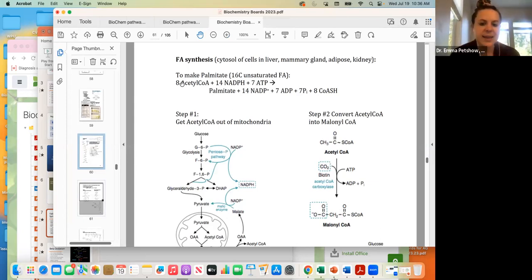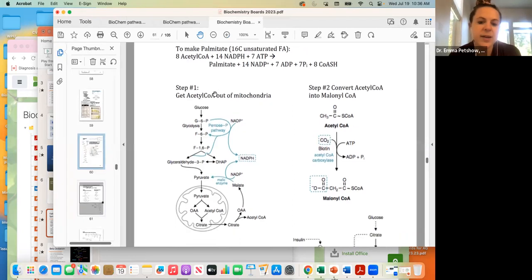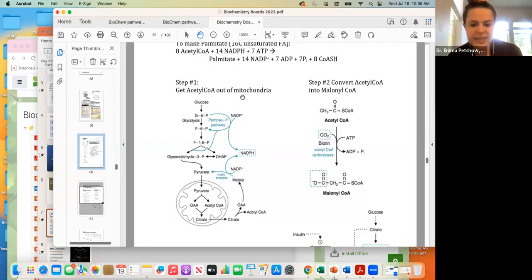8 acetyl-CoAs. We're essentially able to take the acetyl-CoA and double it, right? Acetyl-CoA has 2 carbons each, so 8 times 2 carbons gives us our 16-carbon palmitate. So that's kind of how you get there. But your first big step is you have to get acetyl-CoA out of the mitochondria.